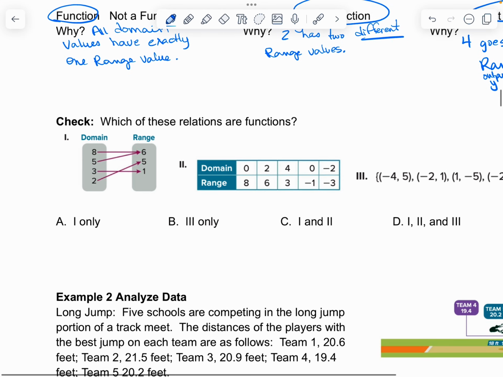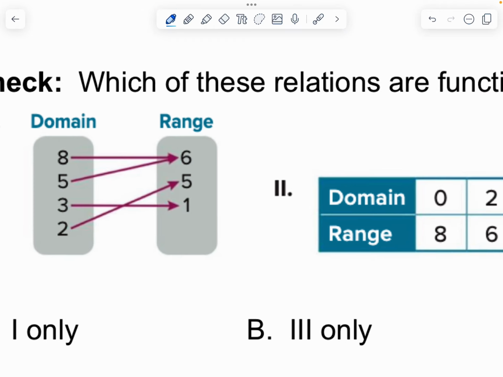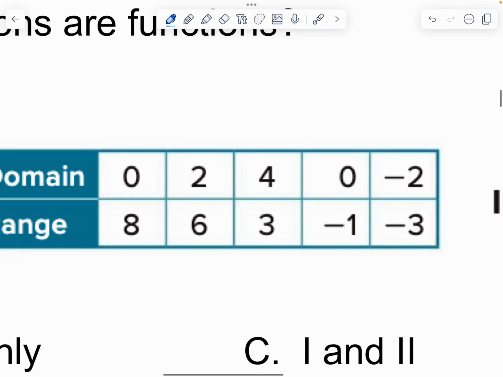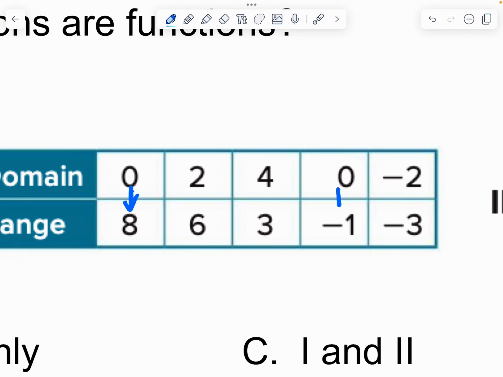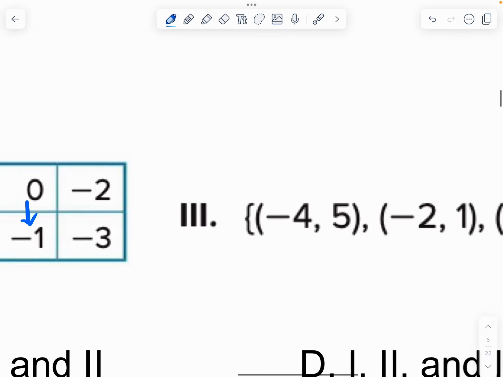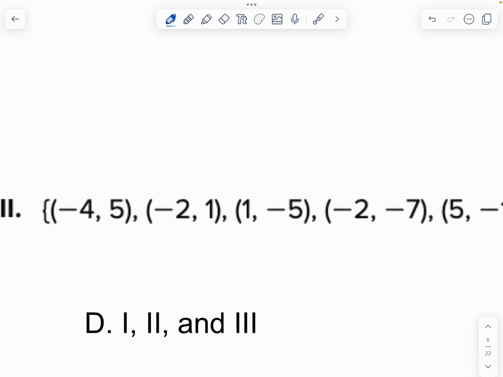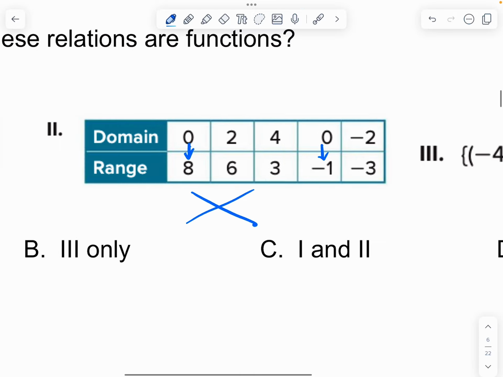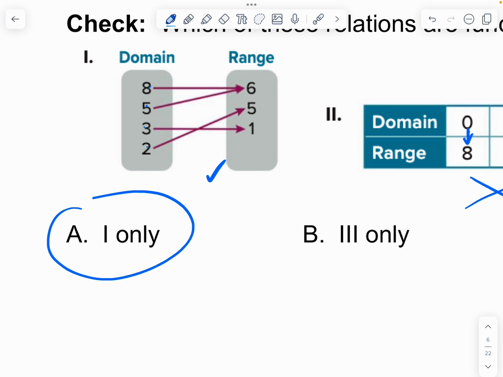Okay, so we're going to come down here. So if I look at this one, 2, 3, 5, 8, and each one of them has one arrow going out. Okay, so that is a function. 0 goes to 8, 0 goes to -1, not a function. -4, -2, up, I have two -2s, so not a function. So the only one was the first one.